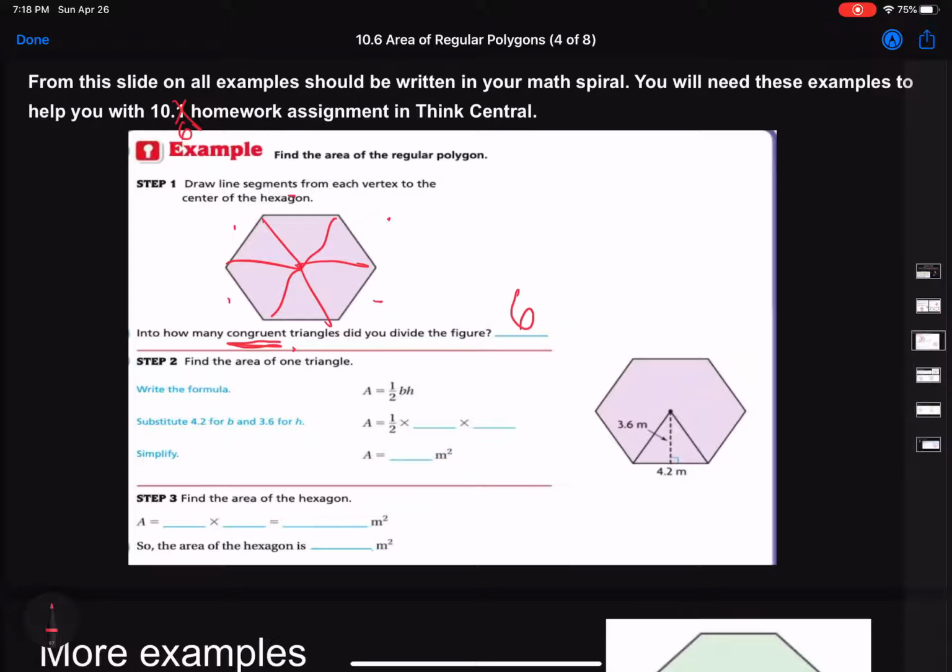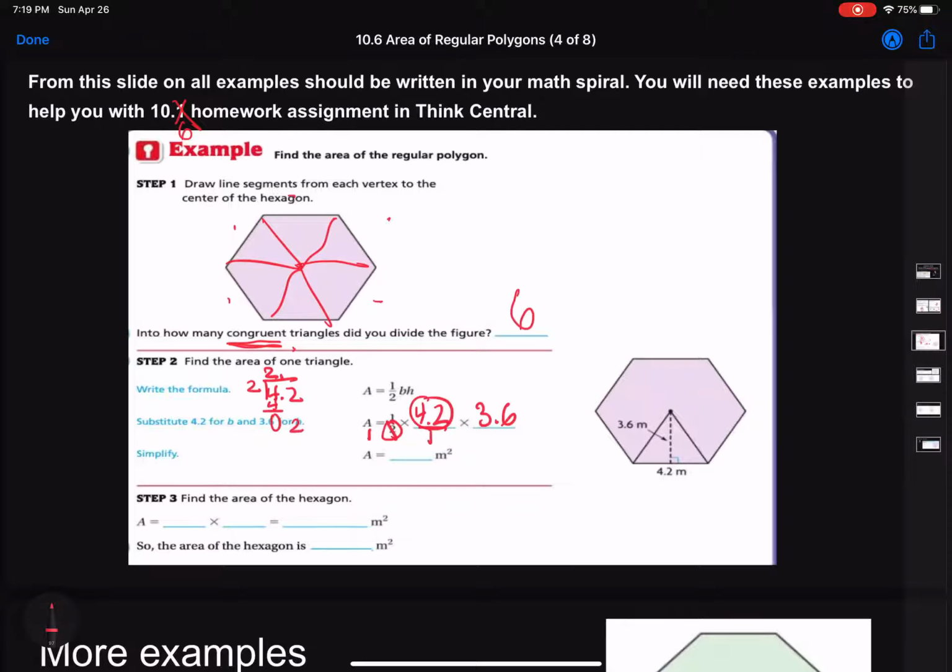You're going to take the info they give you. They give you the height, 3.6, and the base, 4.2. So you're going to plug in 4.2 and plug in 3.6. Maybe what I would do is simplify the 2 and the 4.2. 2 goes into 2 once. Now figure out how many times 2 goes into 4.2.